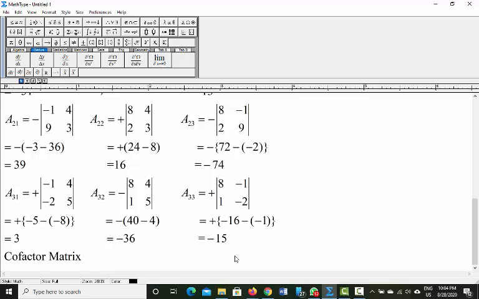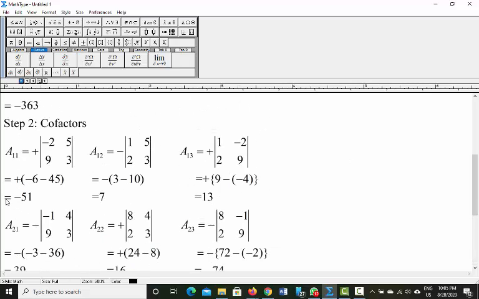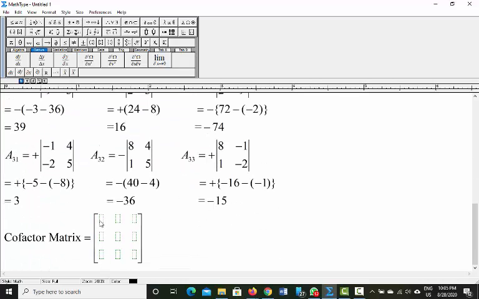Cofactor matrix is equal to, so the cofactor matrix will be equal to, so these are the cofactors of the first row. That is what we have in the first row. Minus 51, 7, 13. So minus 51, 7, 13.